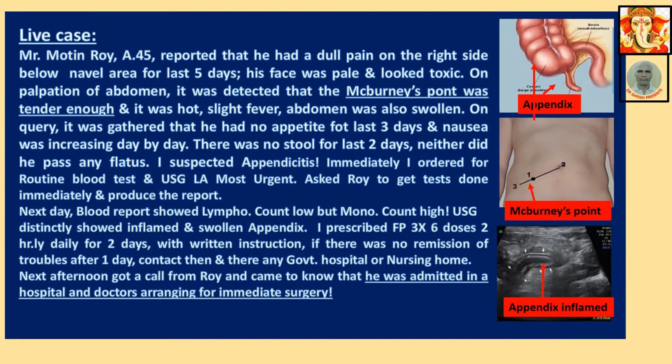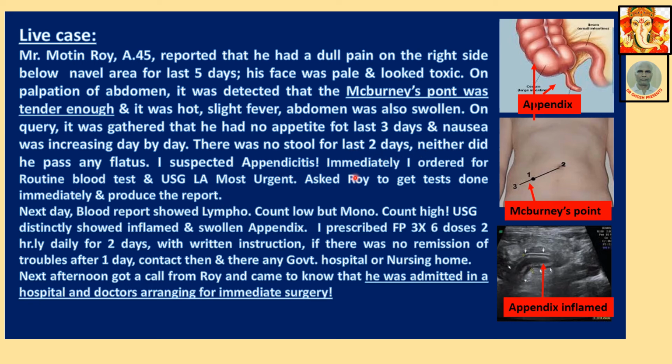Life case: Mr. Motin Roy, age 45, reported that he had a dull pain on the right side below the navel area for the last 5 days. His face was pale, looked toxic. On palpation of the abdomen, it was detected that McBurney's point was very tender and hot, with slight fever, and the abdomen was swollen. On query, it was gathered that he had no appetite for the last 3 days and nausea was increasing day by day. There was no stool for the last 2 days. Neither did he pass any flatus.